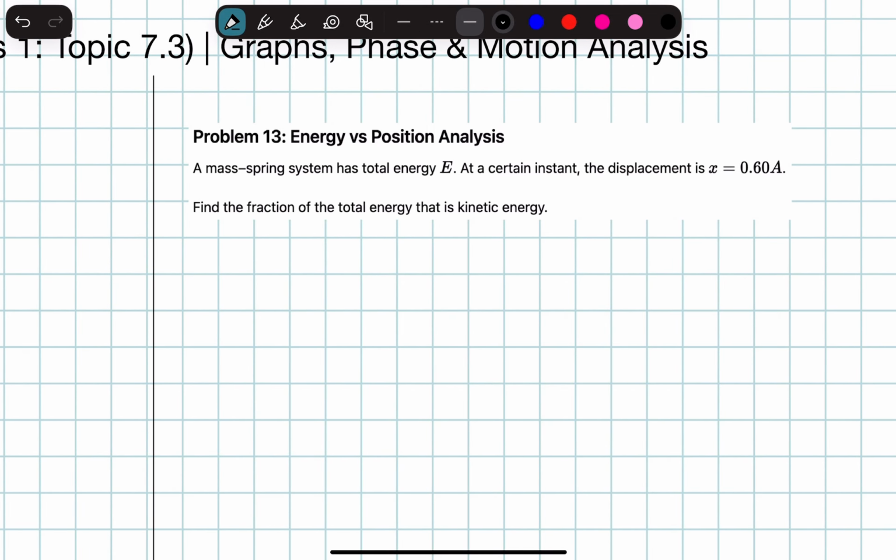A mass spring system has total energy E at a certain point. The displacement is x is equal to 0.6 A. Find the fraction of total energy that is kinetic energy.